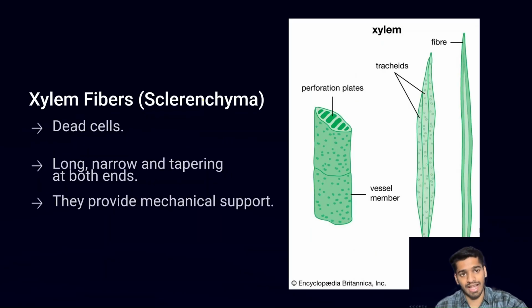And the last one is xylem fibers. See, your sclerenchyma is also known as fibers. Now we know sclerenchyma are those cells which are going to provide rigidity or mechanical support, and these are dead cells.